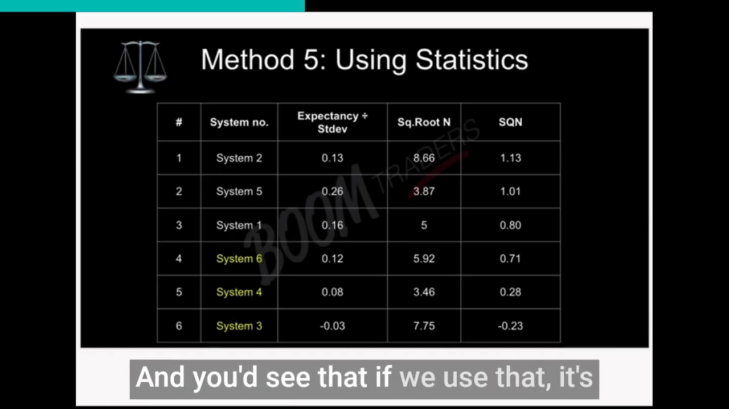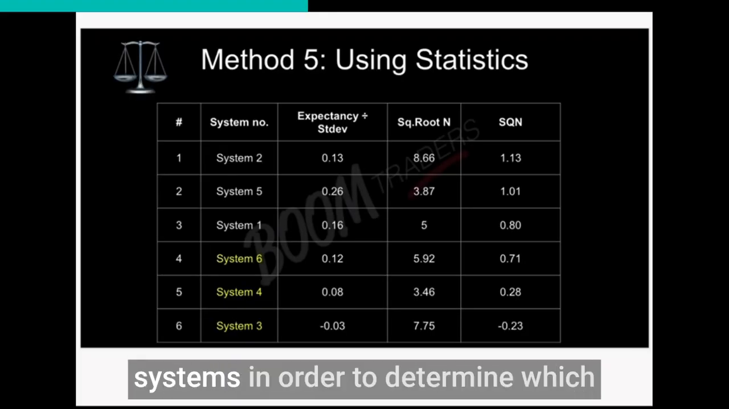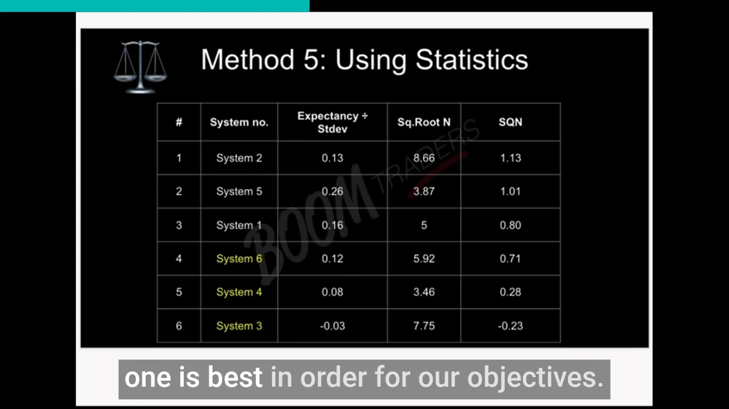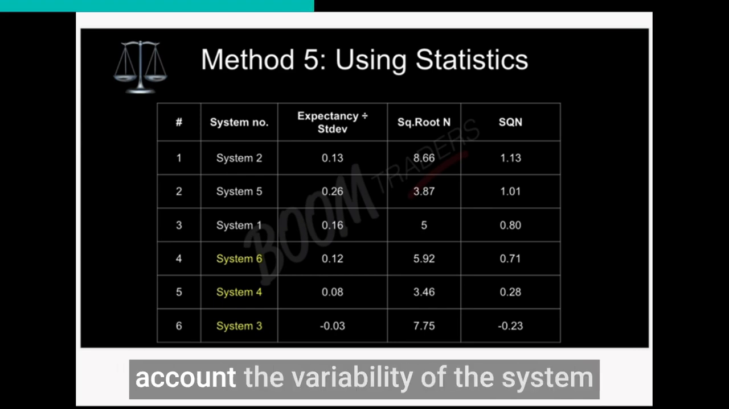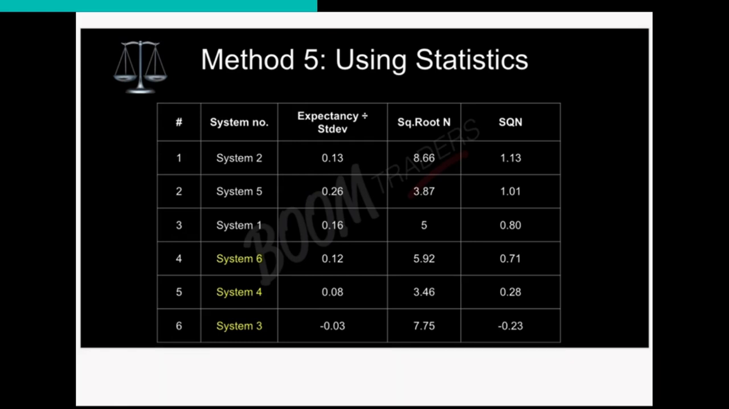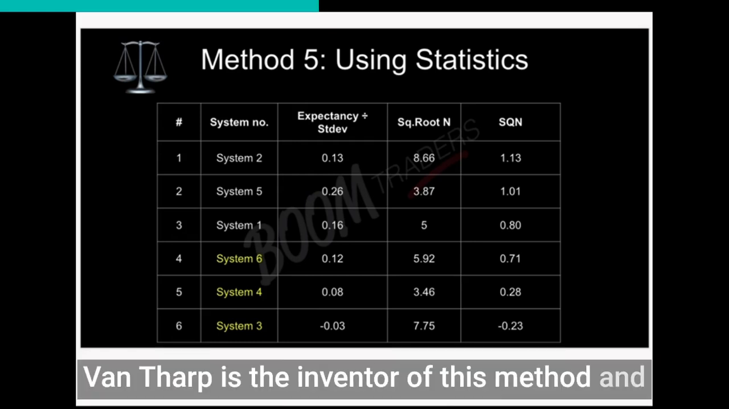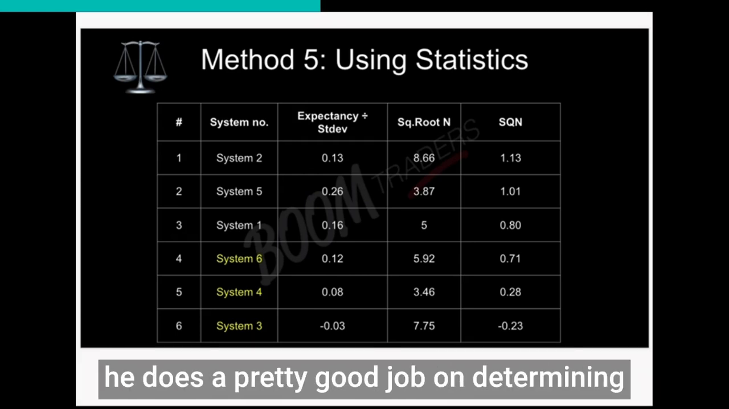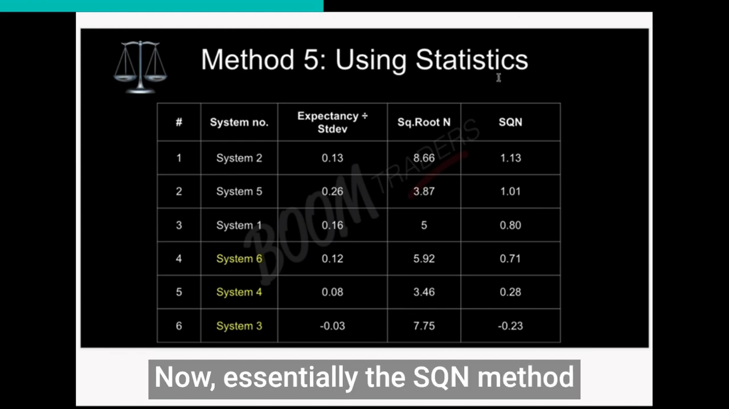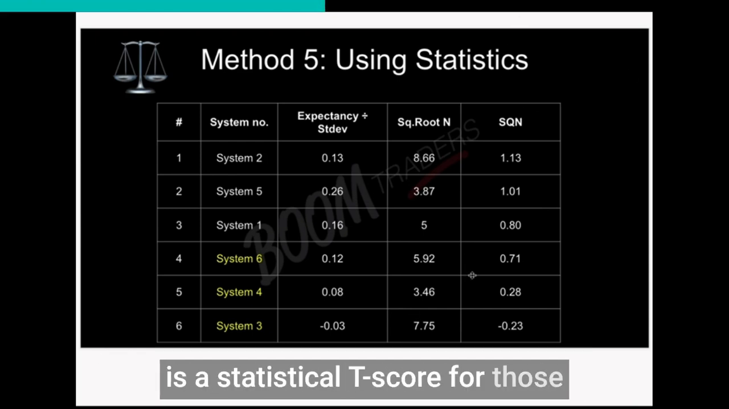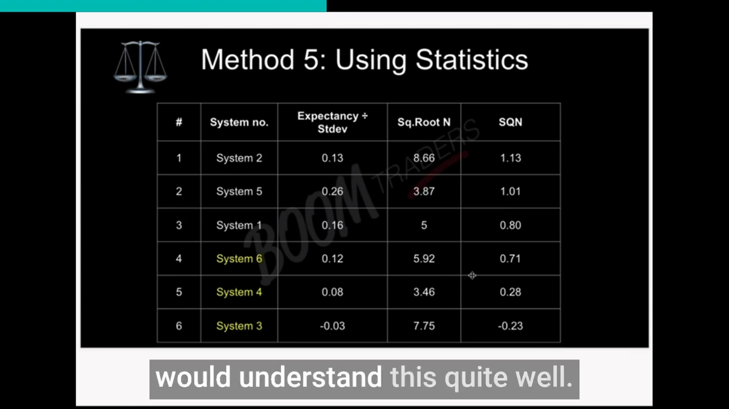And you would see that if we use that, it's applying statistics to these trading systems in order to determine which one is best for our objectives. So the problem with all the first three methods is that they did not take into effect the variability of the system and the potential for a large drawdown. As I said, Dr. Van Tharp is the inventor of this method, and he does a pretty good job on determining if a system is good, which is our task here. Now, essentially, the SQN method is a statistical T-score for those that are statistically inclined. You would understand this quite well.